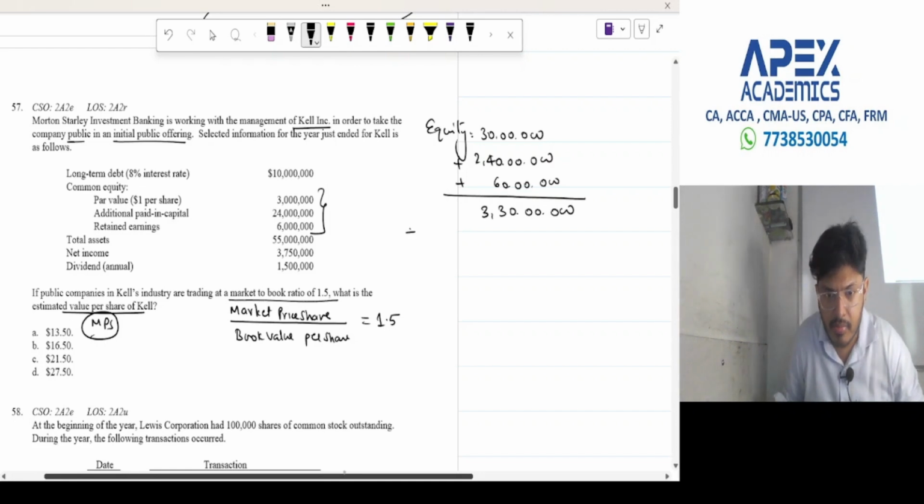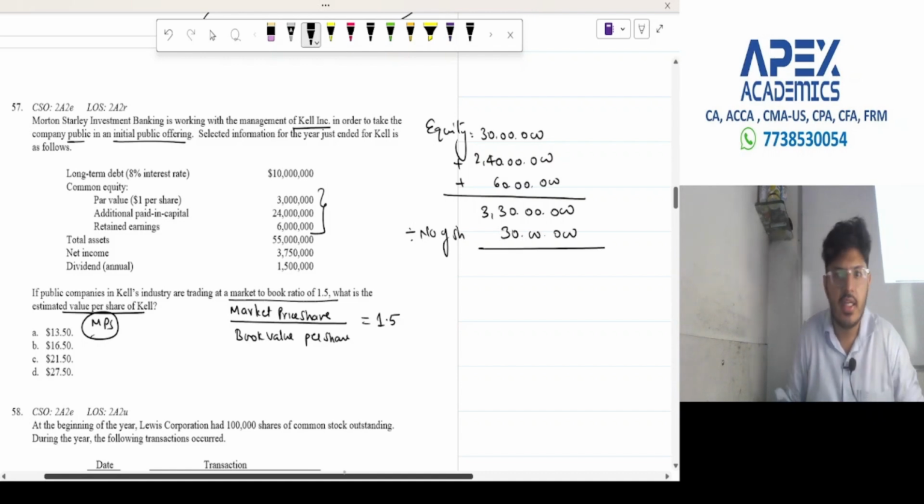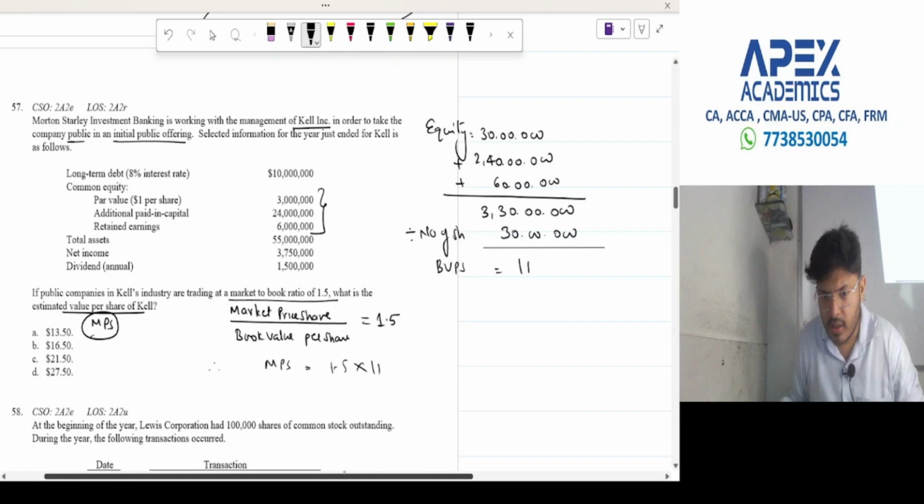What are the number of equity shares? So number of shares are 30 lakhs. Sir, if number of shares are 30 lakhs, the book value per share is equal to how much? Sir, 11. Sir, therefore, MPS is equal to 1.5 multiplied by 11. What is the answer of 1.5 multiplied by 11? It is 16.5.